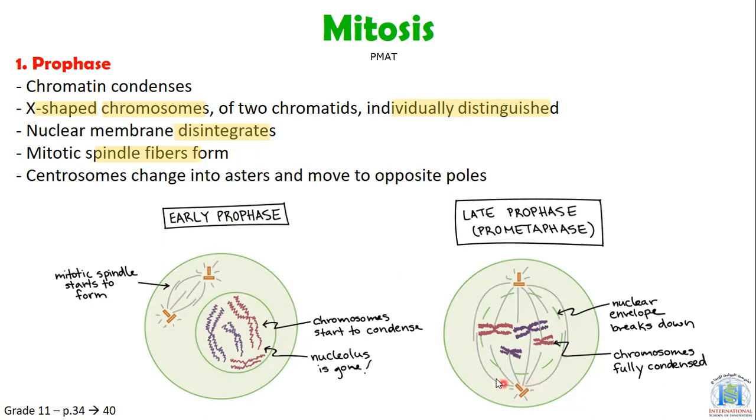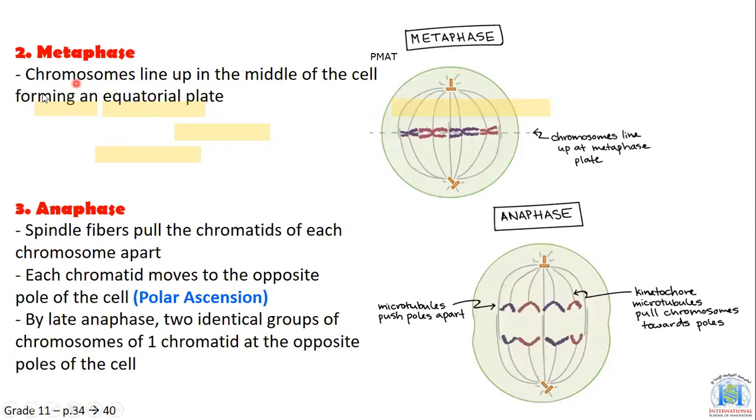At the end of prophase, okay, the membrane of the nucleus is not present, and the asters, look, they are at the 2 opposite poles of the cell. So chromatin condenses, chromosomes are now visible. We can clearly see their X shape. The membrane of the nucleus disappears. The spindle fibers appear, and the centrosomes form into asters, and then they move to the 2 opposite sides of the cells. Then we have metaphase.